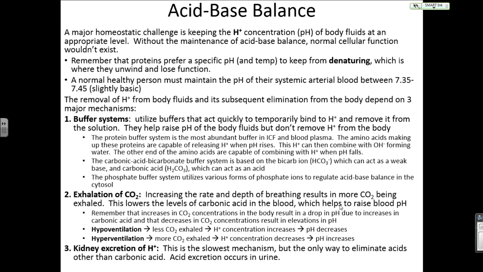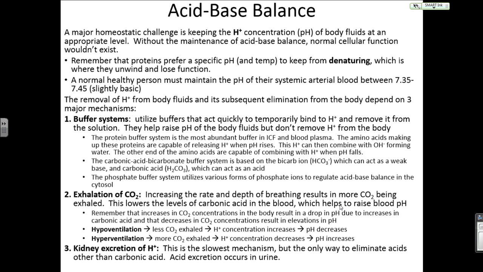Okay, major homeostatic challenge is keeping our hydrogen ion concentration or our pH of our body fluids at an appropriate level. Without the maintenance of acid-base balance, normal cellular function would not exist. Remember, our proteins prefer a specific pH and temperature, keeping them from denaturing, where they unwind and lose function. We're going to focus on the pH of blood, because the pH of blood really kind of affects the pH of every other fluid. We want our pH of blood to be 7.4.